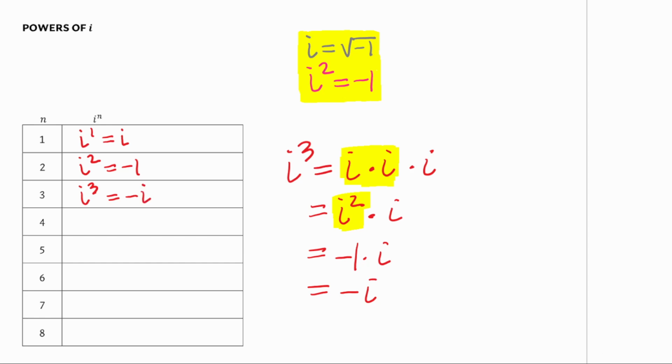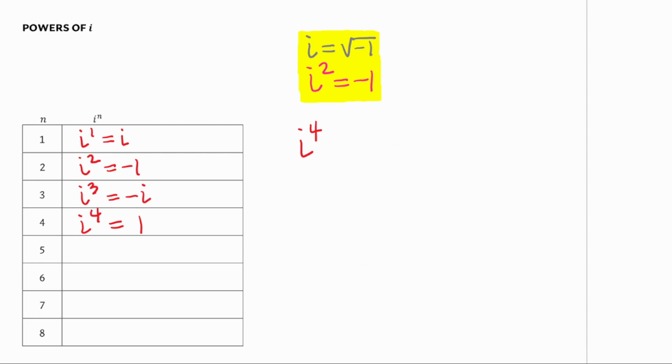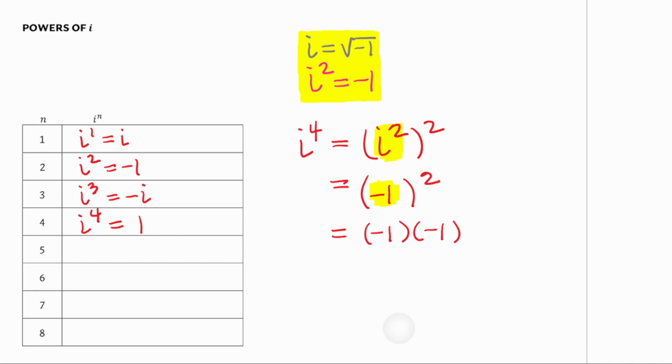Okay, now i to the 4, I'm going to just propose that that's positive 1. I'll just show you why off to the side. All right, so i to the 4, I'm going to propose that that's i squared, squared, right? We know that exponent property, that's how exponents work. If I'm taking a power of a power, that's where I multiply the exponents. And we said throughout this video that i squared is negative 1. Okay, and we know what happens if you square negative 1. We're going to get positive 1. Okay, so that's why i to the 4 is equal to 1.